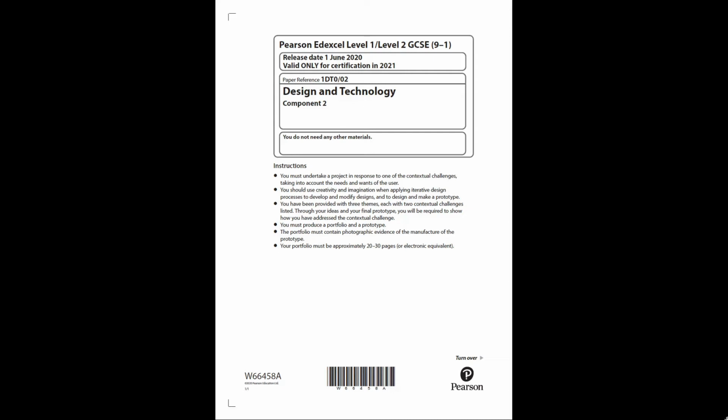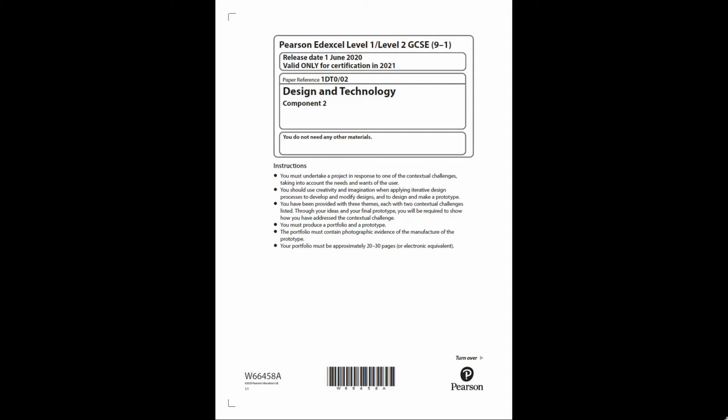Okay, folks, so this is your contextual challenge. It's your coursework. It's going to take you most of year 11 to do this, and it's worth 50% of your overall grade. So it's pretty important that you do the best you can on this. You put a lot of effort into it.